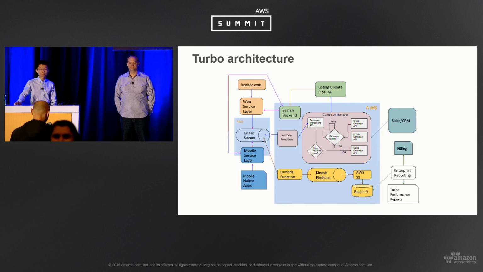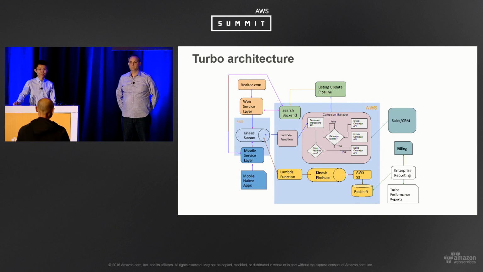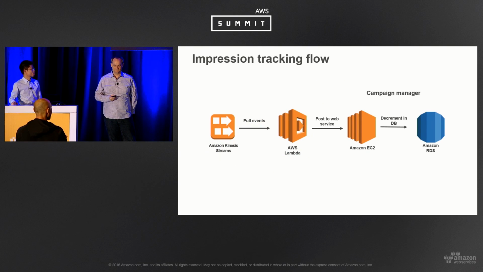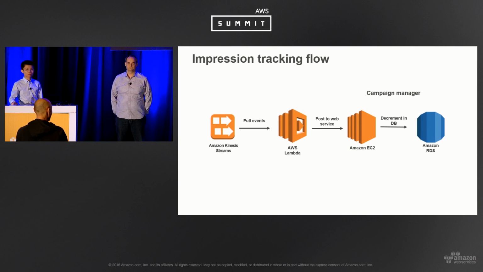My question was about trying to get the picture here. There's a certain flow here, the impression tracking flow. If we can go back to that picture. Here you have a Lambda pulling data from a Kinesis stream. My question is, why is this not serverless, and why is there an Amazon EC2 instance?